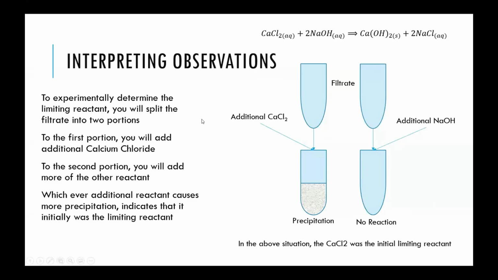Whichever one forms the precipitate in the second reaction step is going to be the limiting reagent in the first case. So in a sample like this, if the addition of calcium chloride causes a precipitate, that means in that very first reaction, when you mixed both solutions together and it formed the solid initially, the calcium chloride was the limiting reactant. If the sodium hydroxide is the one that forms the precipitate, that means the sodium hydroxide is the limiting reactant.